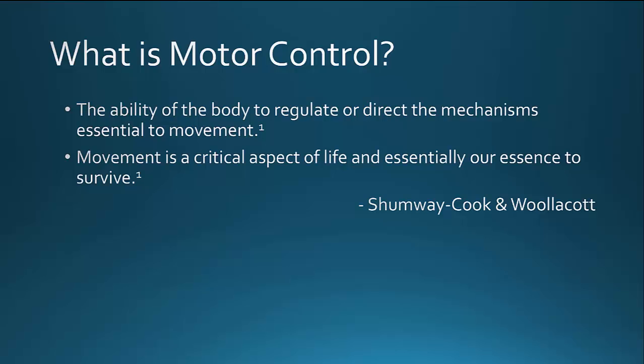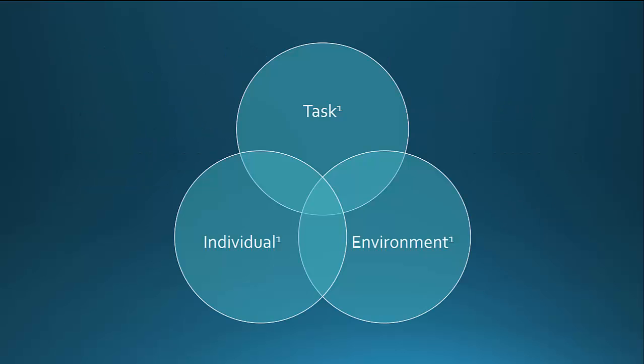According to Shumway, Cook, and Woolcott, they define motor control as the ability of the body to regulate or direct the mechanisms essential to movement. Movement is a critical aspect of life and essentially our essence to survive. Movement emerges from the interaction of three factors: the individual, the task, and the environment.